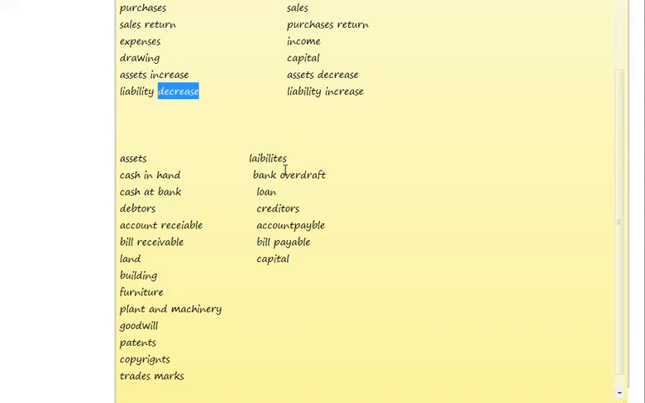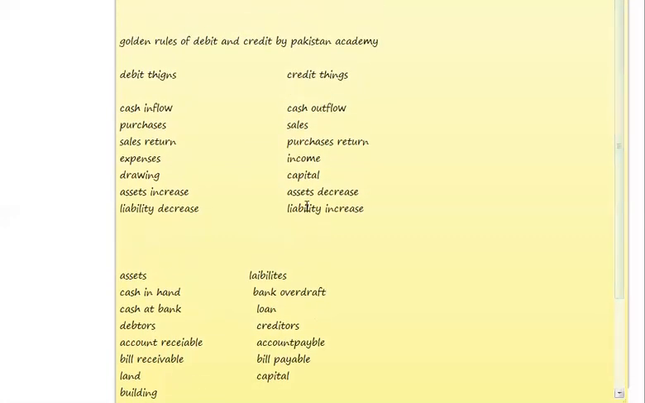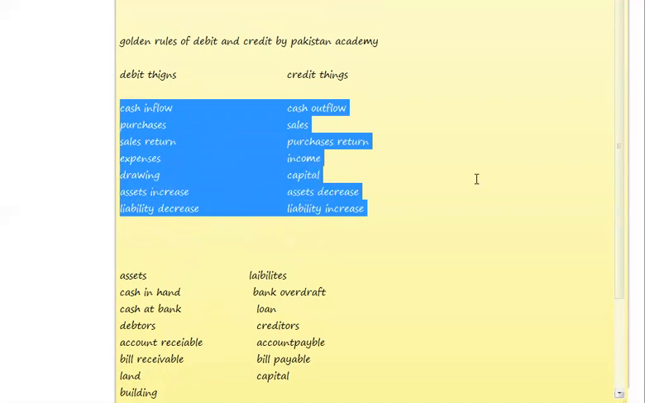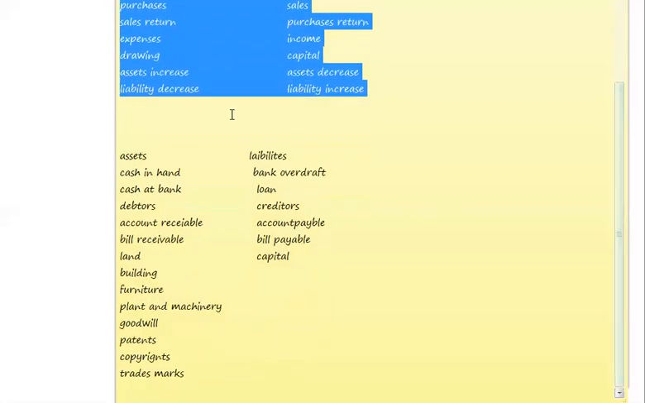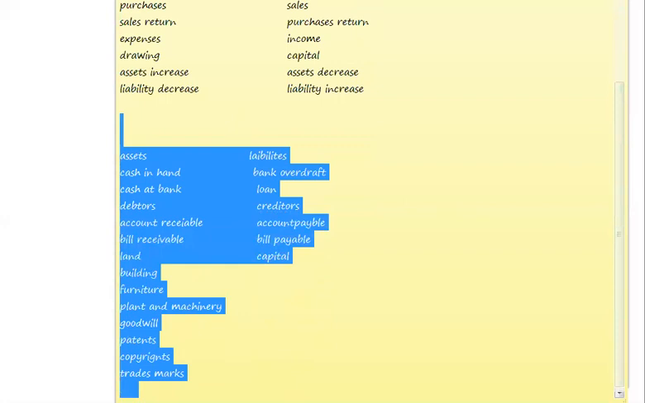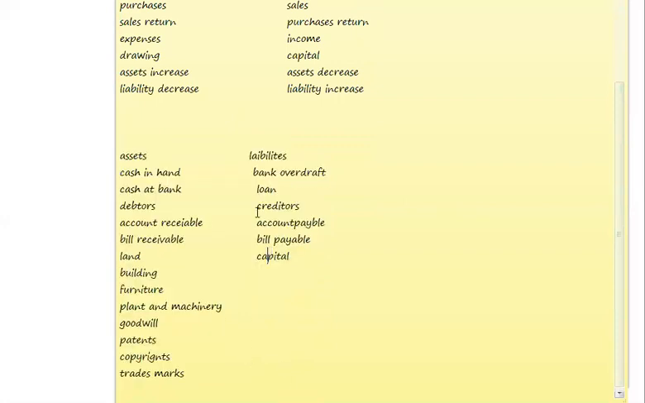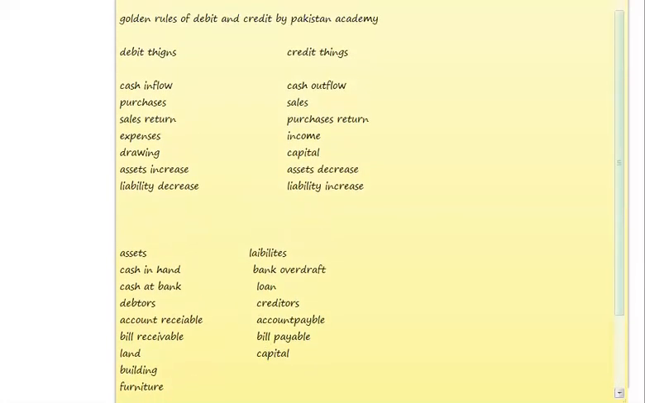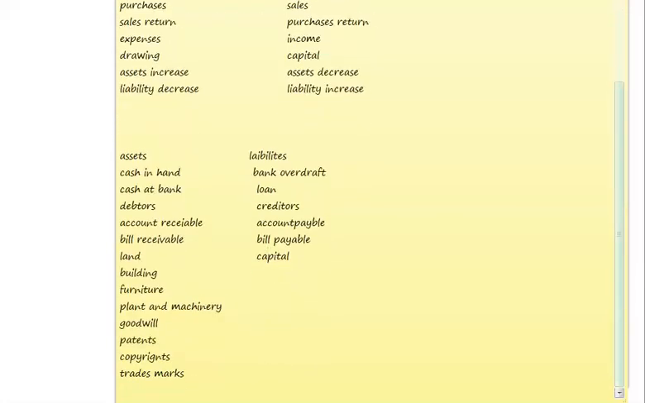If you memorize this table, then I challenge that you can easily do the first 3-4 chapters. So memorize the general golden rules for debit and credit, and then memorize the list of assets and liabilities. It is very necessary for you. I hope you will memorize, and in the next lecture we will start the questions. Hope for the best and stay blessed.